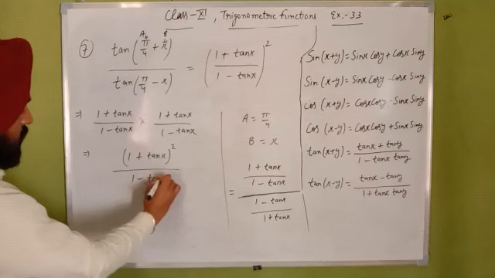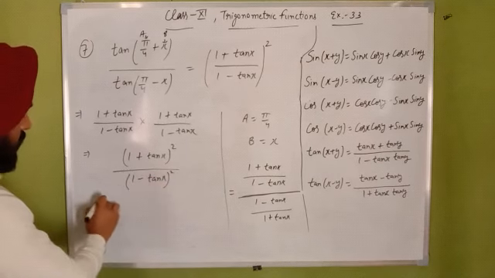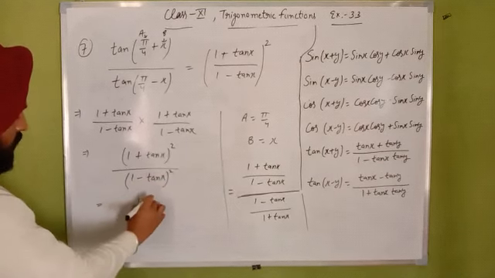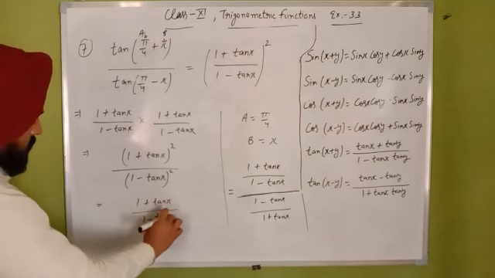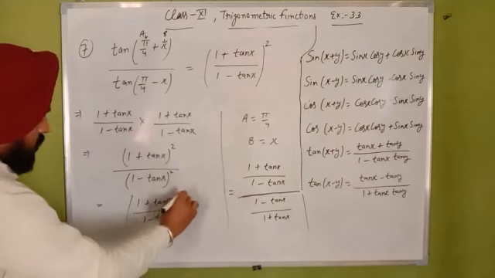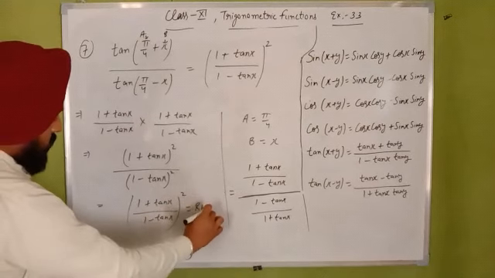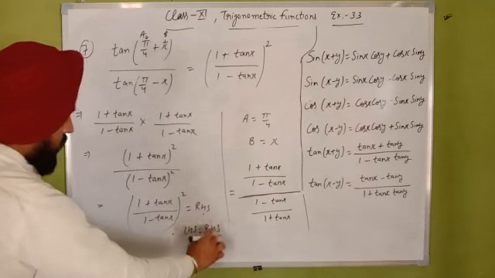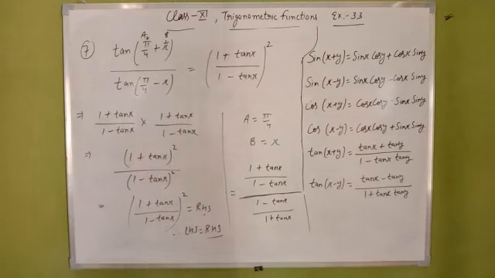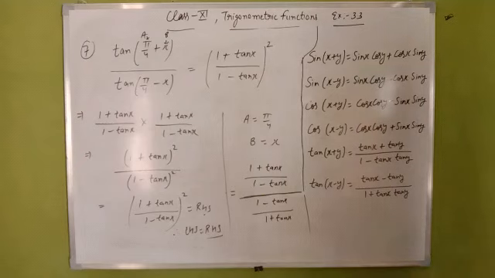So in the denominator (1 - tan x) whole square, so the right side will be (1 + tan x) upon (1 - tan x) whole square, which is equal to the right hand side. So left hand side is equal to right hand side. Very simple concept using identity, so we can show it.